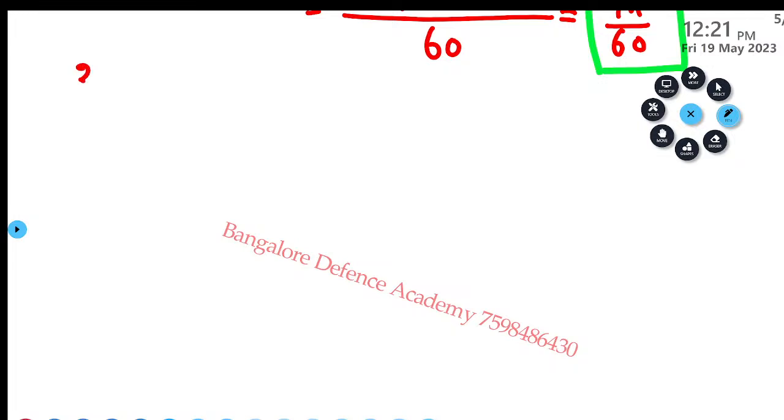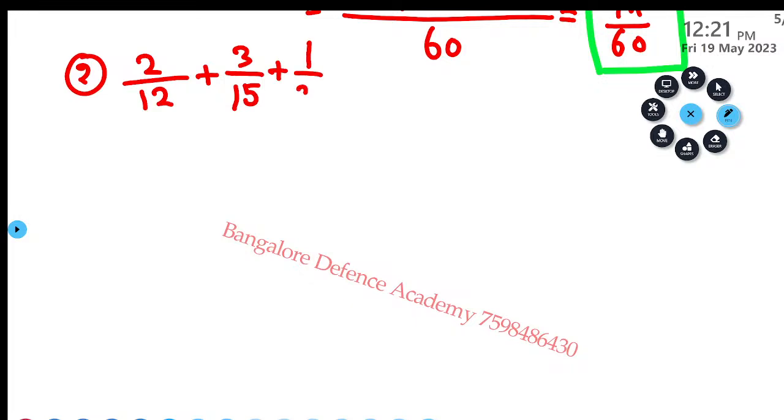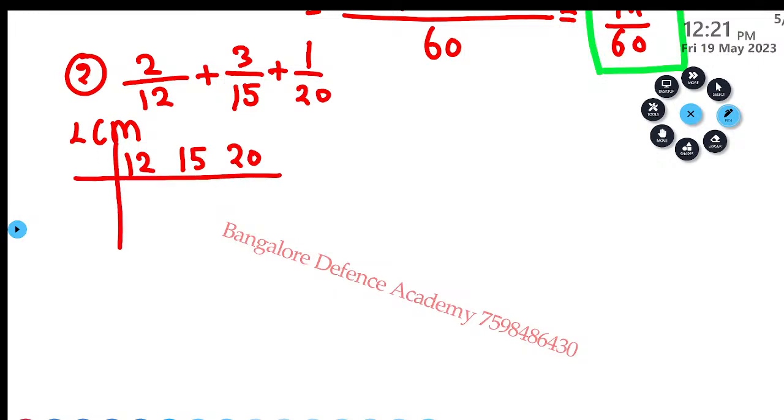Imagine question number 2. This is 2 by 12 plus 3 by 15 plus 1 by 20. Okay, so look at the denominator. It is 12, 15 and 20. It's a very large number. So here you are going to take LCM. LCM of 12, 15 and 20. Okay, so you divide it.